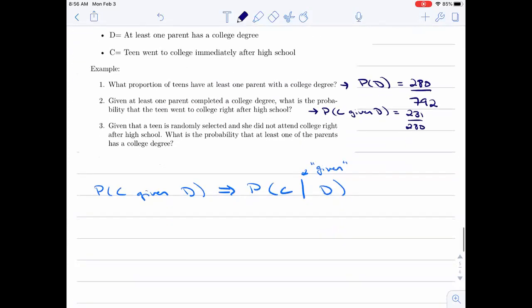And so if we have to use notation for this, this is the probability of at least one of the parents having a degree, given that they did not go to college right away, right? The complement of C. Because we're told that the people you're going to focus on are those who didn't go to college right away, right? And then what's the probability of at least one of the parents not having a college degree?